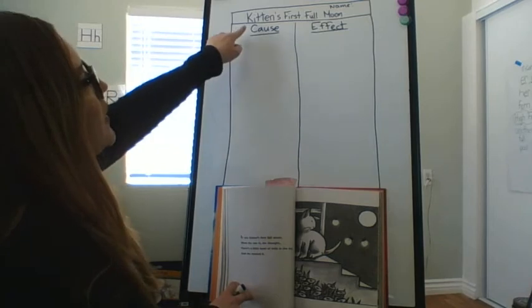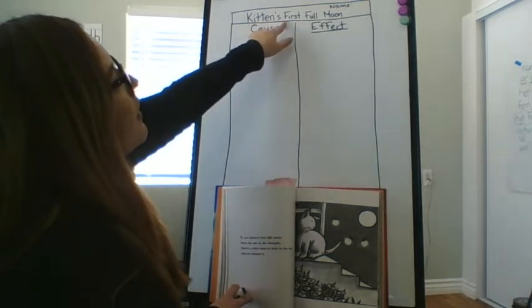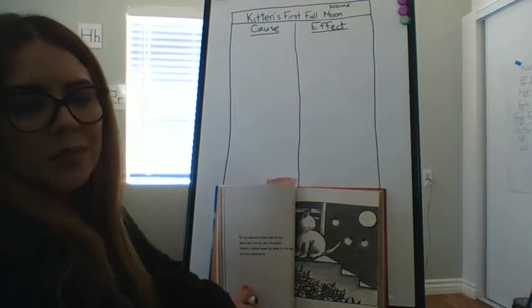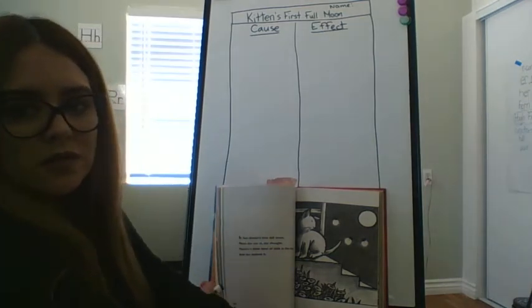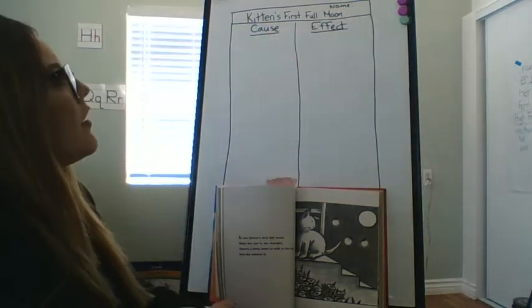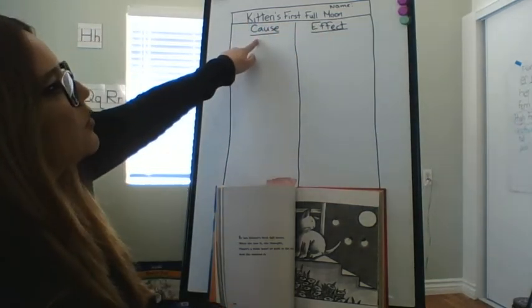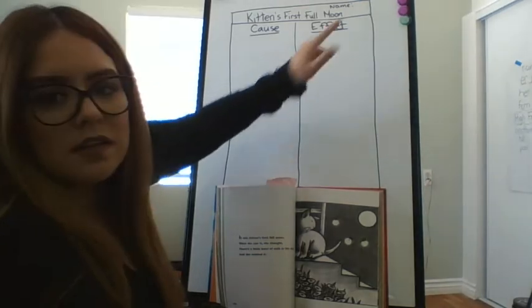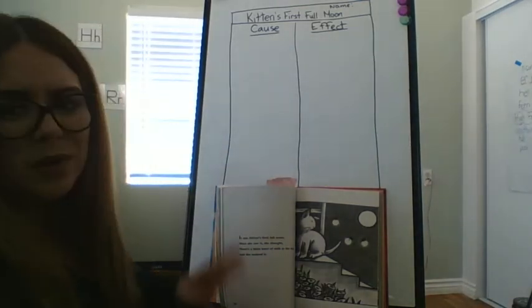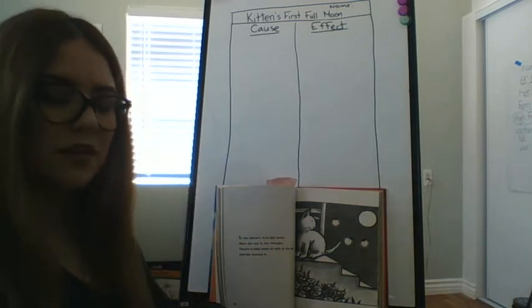And remember, we need to capitalize the K, the F, and the M, because it's the name of the story. It's the title of the story. So we need to capitalize the title. And then we're going to put cause on one side and effect on the other side. Okay? If you need to pause to do that to your paper, go ahead.